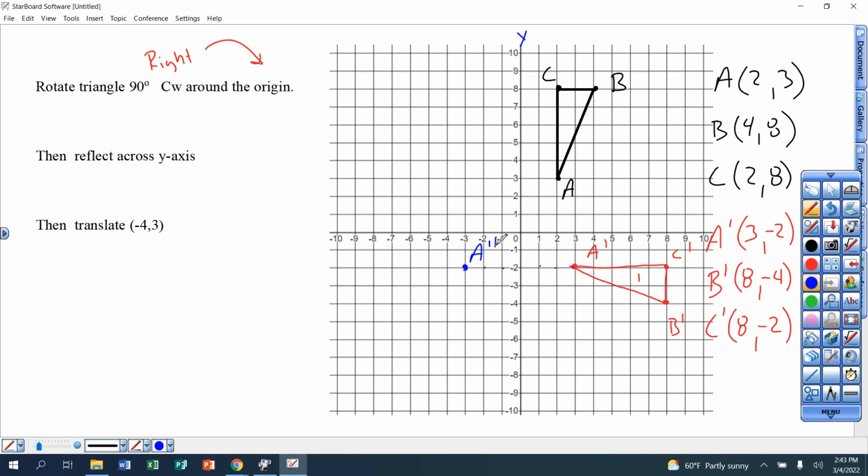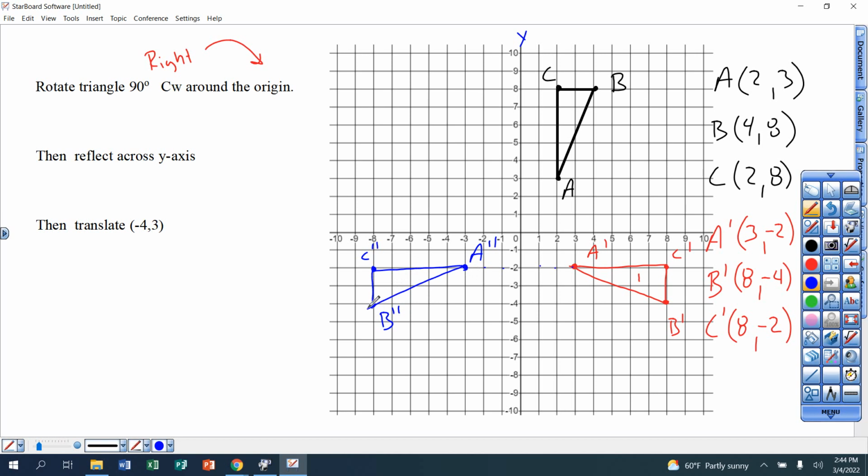C is going to be 1, 2, 3, 4, 5 away from A. 1, 2, 3, 4, 5. And then of course B, 1, 2, 3, 4, 5, 6, 7, 8. That is after the reflection.